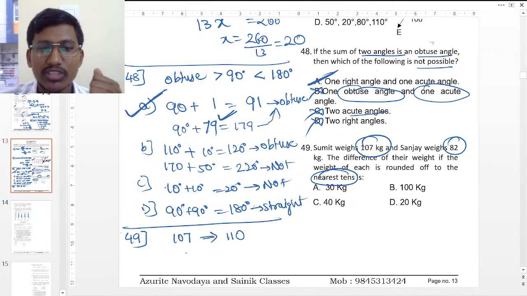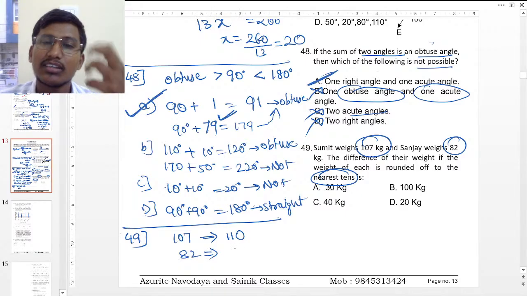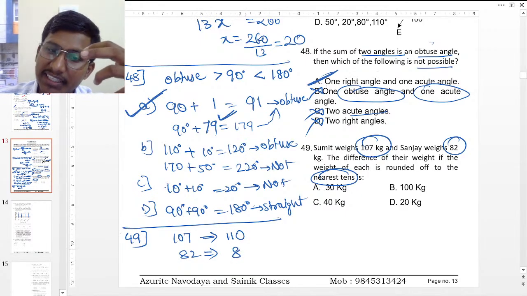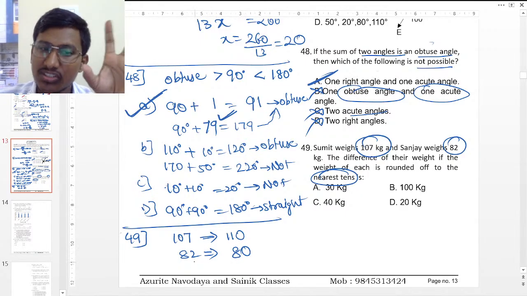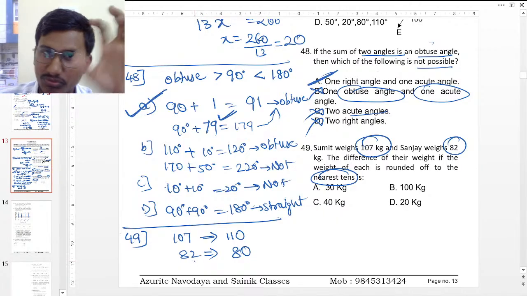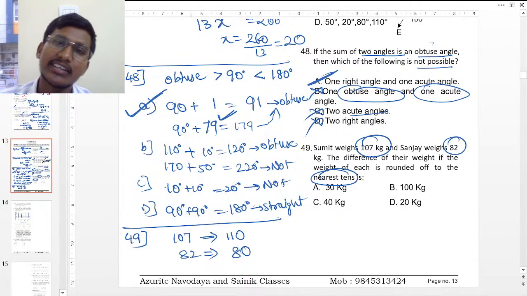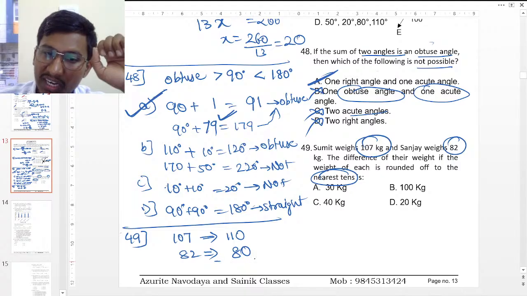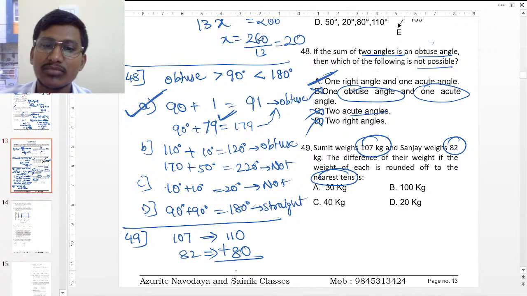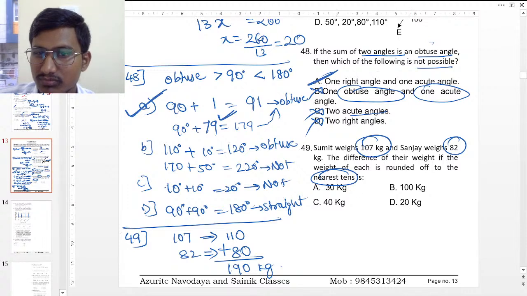And then 82 kg, if you round it, what will it be? It will be 80, because 2 is smaller. So nearest 10, we know, I am not explaining, right? So it will become 80. So if you add them both, what answer will come? 190 kg, 190 kg, rounded off to the nearest tens.